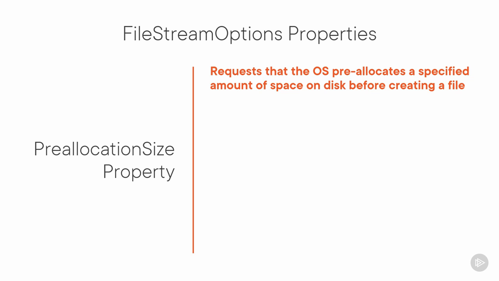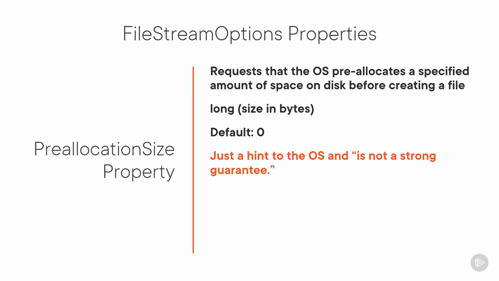We also have the PreallocationSize property of the FileStreamOptions class. This allows you to set a value to request that the operating system pre-allocates a specified amount of space on disk before creating a file. This property is of type long, which allows you to specify the pre-allocation size in bytes, and this property defaults to 0. One thing to be aware of is that this is just a hint to the operating system, and as Microsoft state, is not a strong guarantee.